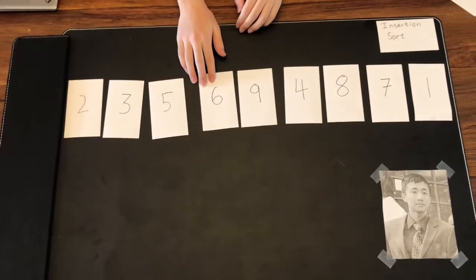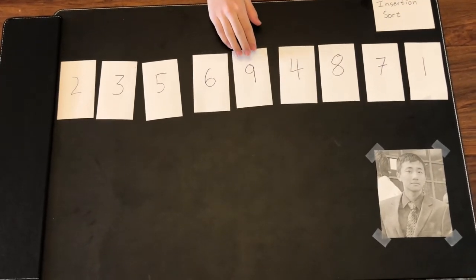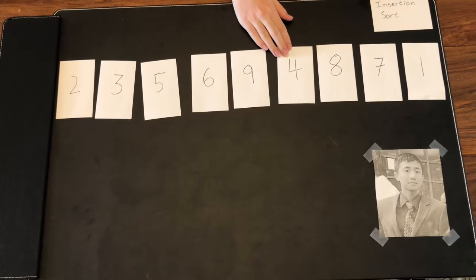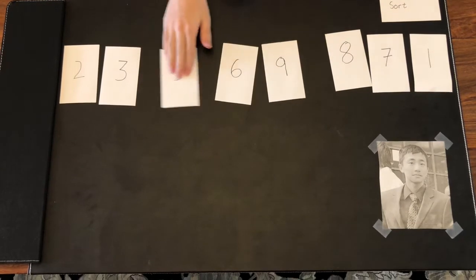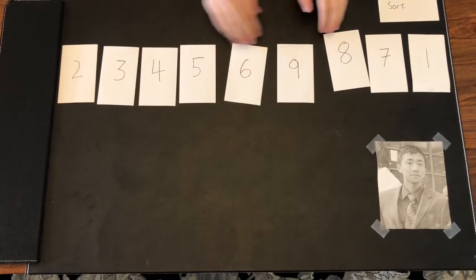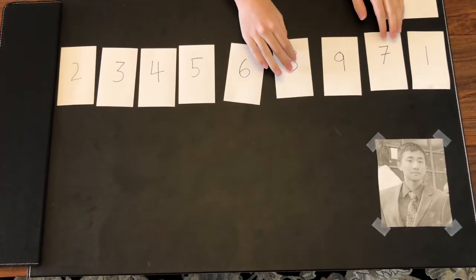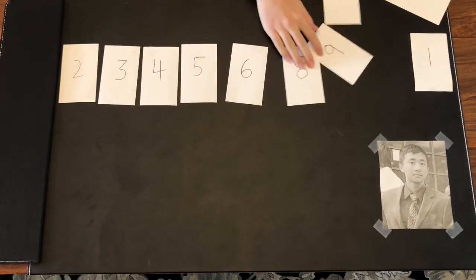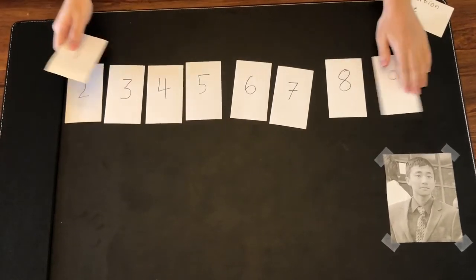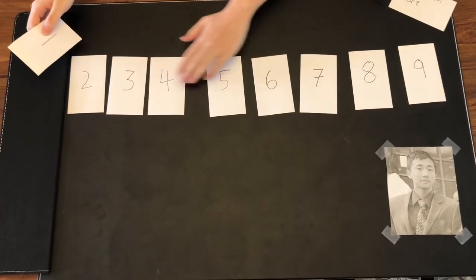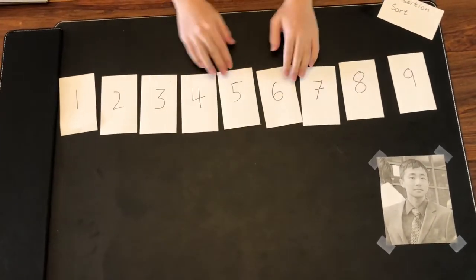So the next element is 6, and 6 is greater than 5, so 6 is already in its correct position. And similarly, 9 is also in its correct position. The next element is 4, and 4 is less than 9, less than 6, less than 5, but greater than 3. So we insert it between 5 and 3. Again, 8 is between 6 and 9, so we put 8 between those 2 elements. And 7 is between 6 and 8, so we put it here. And 1 is less than all of the elements in the already sorted sublist, so we put it at the very beginning of the list. And now the list is sorted.